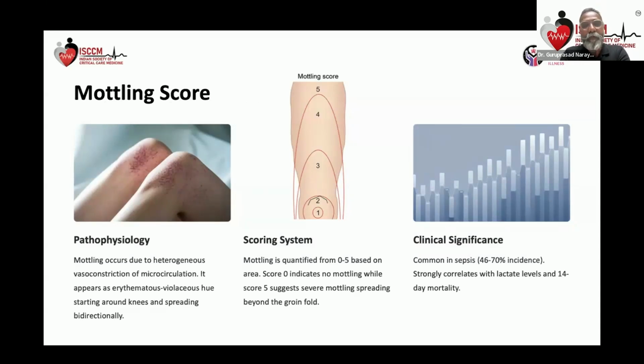If the mottling at the knee is the size of a coin, the score is 1, and if it is extending beyond the groin of that leg, then the score will be 5. So what is the clinical significance? It is most commonly seen in sepsis, and it strongly correlates with the lactate levels and 14-day mortality.